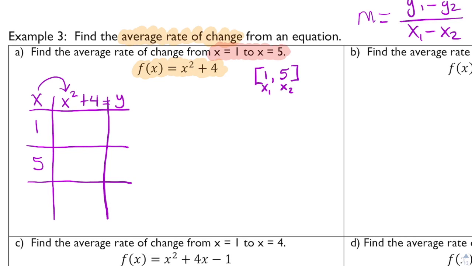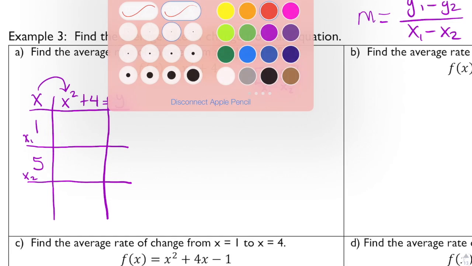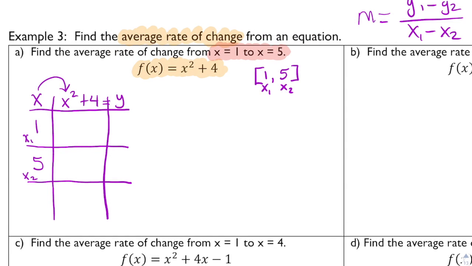So 1 and 5, 1 is our x1, 5 is our x2 value, and we're going to input them into the equation. So I'm going to change colors here. You might want to do that too. So in place of x, I'm going to put a 1 in parentheses. That x is squared, so I'm going to square it and then do plus 4.